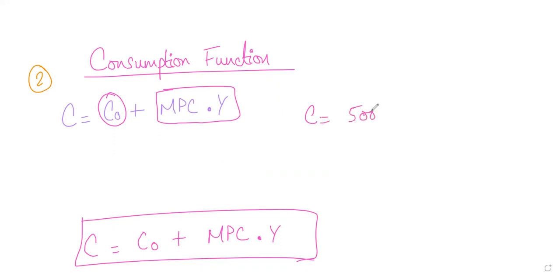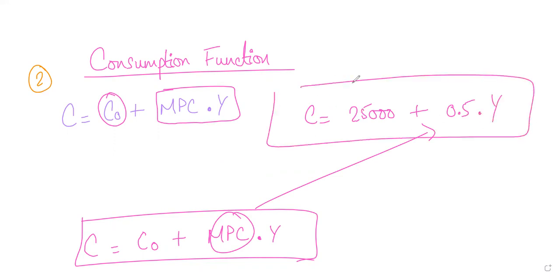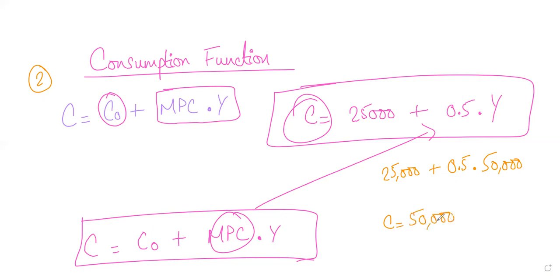If my C naught is, let's say, 25,000, because Pakistani rupees, 25,000 is the basic amount that I need to spend every month, and my marginal propensity to consume is, let's say, 0.5, which means I spend half of my income and I save half of my income, times Y. Now, if I know the value of Y, I can calculate the total consumption that I will make in that month. A simple example: let's say 50,000 is my income, multiplied by 0.5 plus 25,000. You can calculate for yourself that my total consumption that month would be 50,000, based on the calculation that I just did. Yes or no?